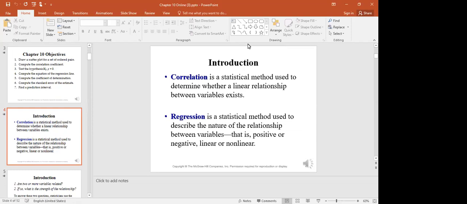Correlation is a statistical study which consists of determining whether there is a relation between a dependent variable y and one or more independent variables. If there is only one independent variable, we will call it a simple correlation. In case there is more than one independent variable, we call it a multiple correlation. A regression is a statistical study used to describe the nature of the relationship between the variables.